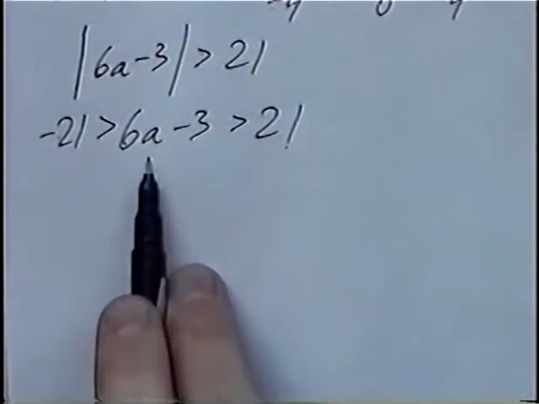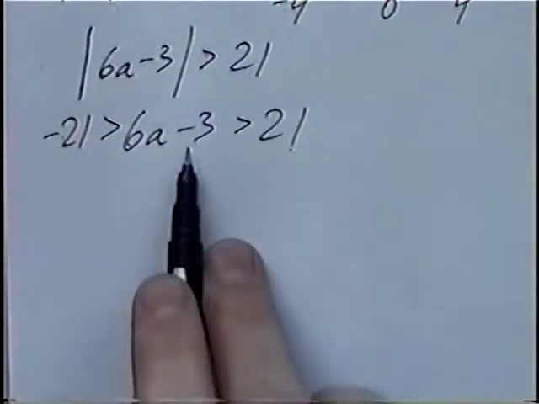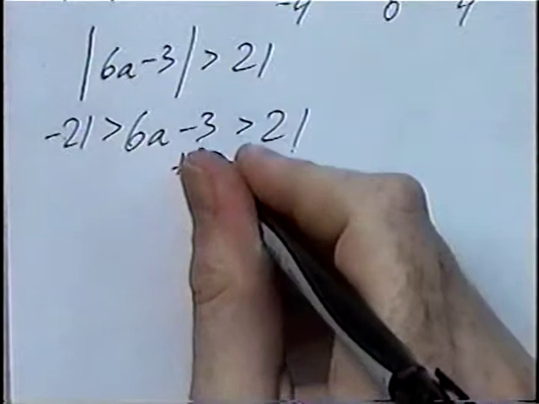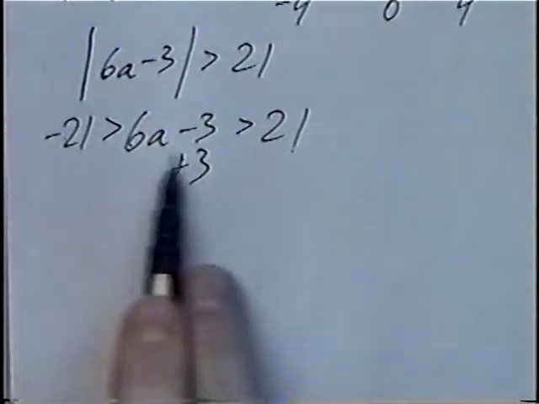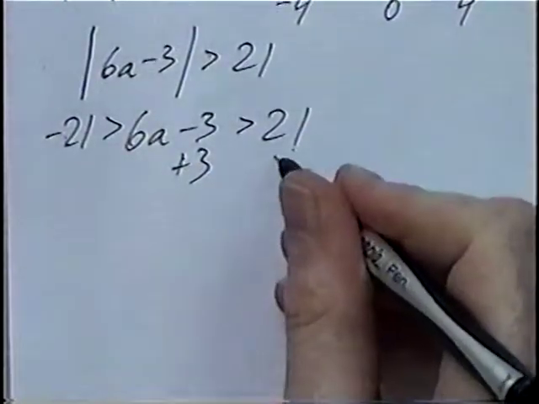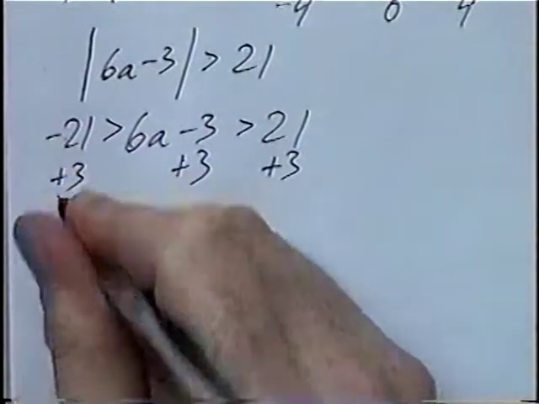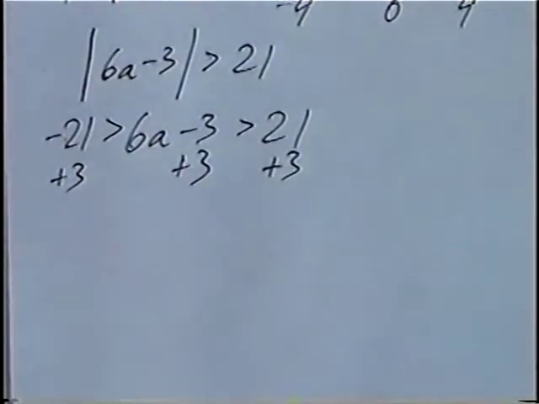This equation we have to solve. We have to isolate a by itself, 6a minus 3. We can get rid of the minus 3 by adding 3. When you have a compound inequality like this, we'll add 3 to the middle section, we'll add 3 to the right-hand section, and we'll also add 3 to the left-hand section.